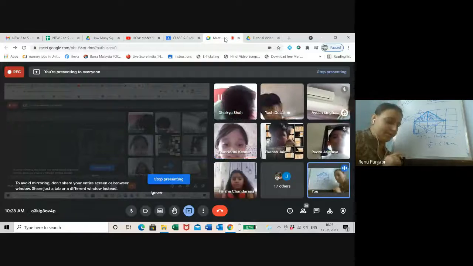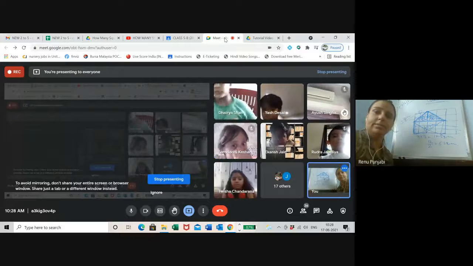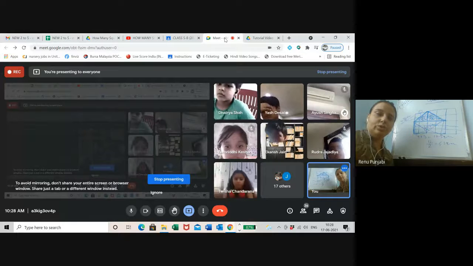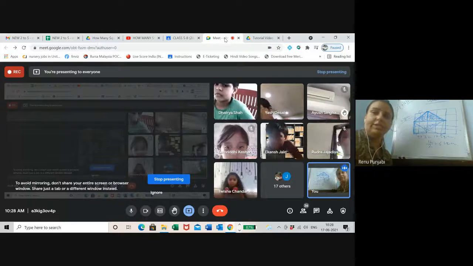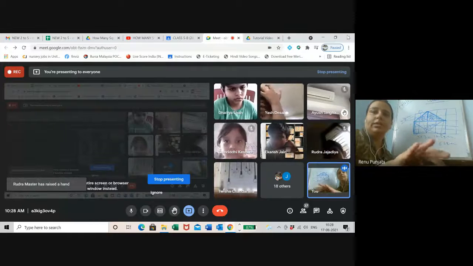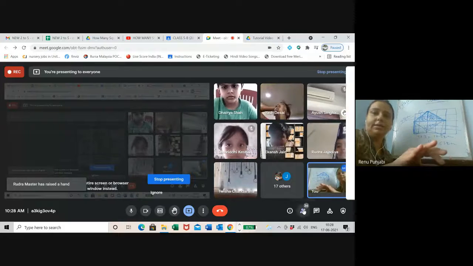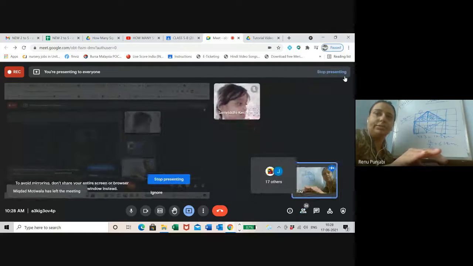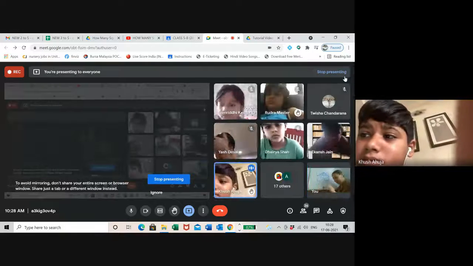Tuisha, you tell me what will be the area of this rectangle. Tuisha, area of rectangle given on page number 44. I will move to the next child because they are not answering me. Khusha, area of the rectangle given on page number 44. 120 square centimeter. Very good.